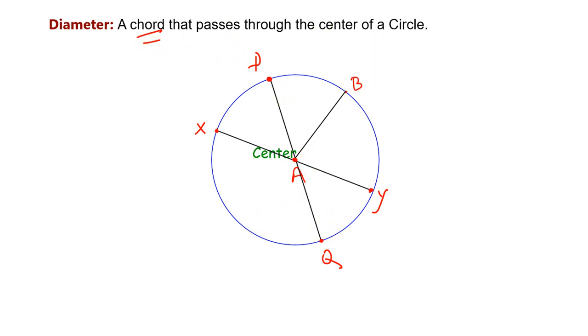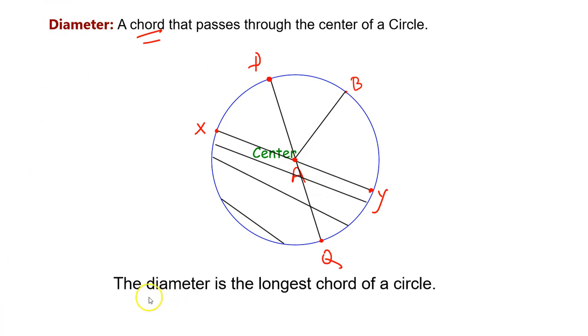Now here, let us say I have one chord here. This is a chord. This is smaller. One more I got here. This is also smaller. But once the chord changes to the diameter, that length is the maximum. So we say that the diameter is the longest chord of a circle.